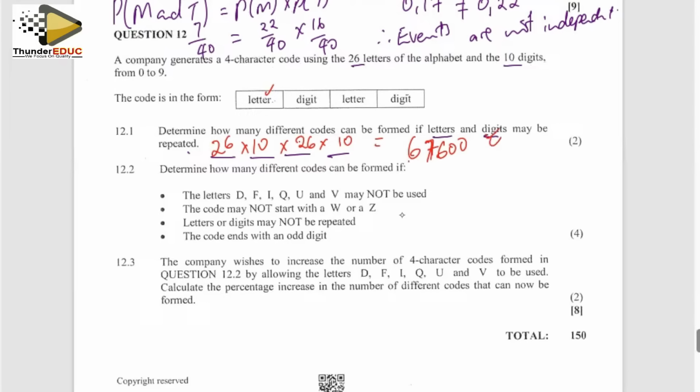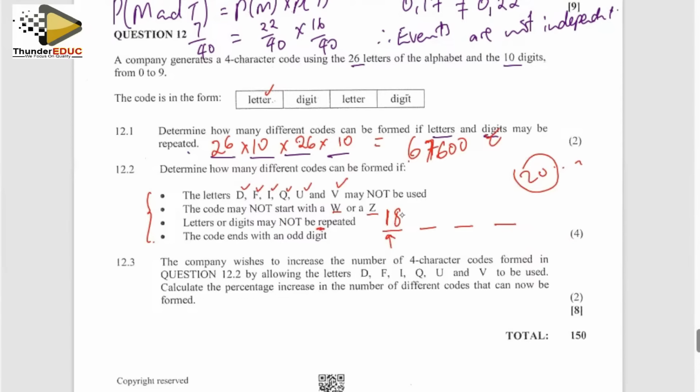Then 12.2, they want us to determine how many different codes can be formed if we have a whole lot of conditions. Let's see, 1, 2, 3, and 4. These letters may not be used. So it's 1, 2, 3, 4, 5, and 6, which means we have 20 letters to play with. Then the code may not start with a W or a Z. So the starting letter will be minus 2, which means we have 18 options to get the starting letter.